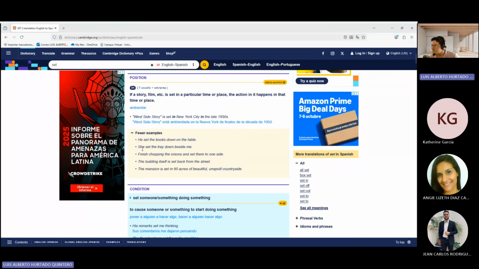For example, here: he set the books down on the table. She said, sit down beside me, finish chopping the onions and set them to one side. So this for me is the best source that you can use to clarify the meaning of any word.